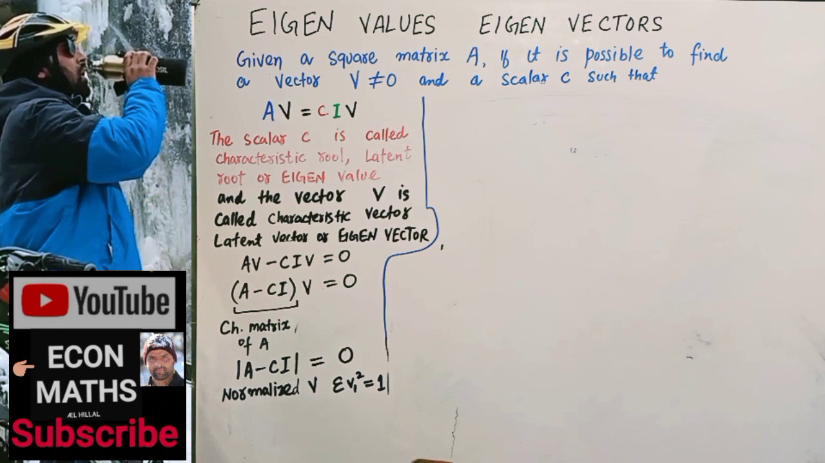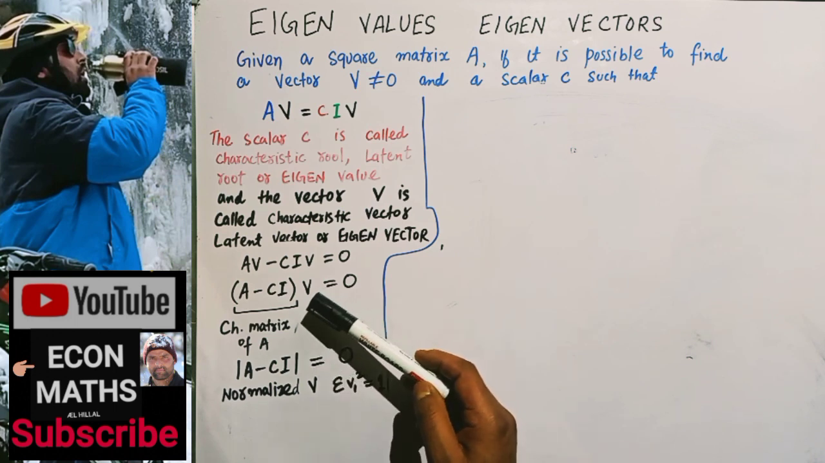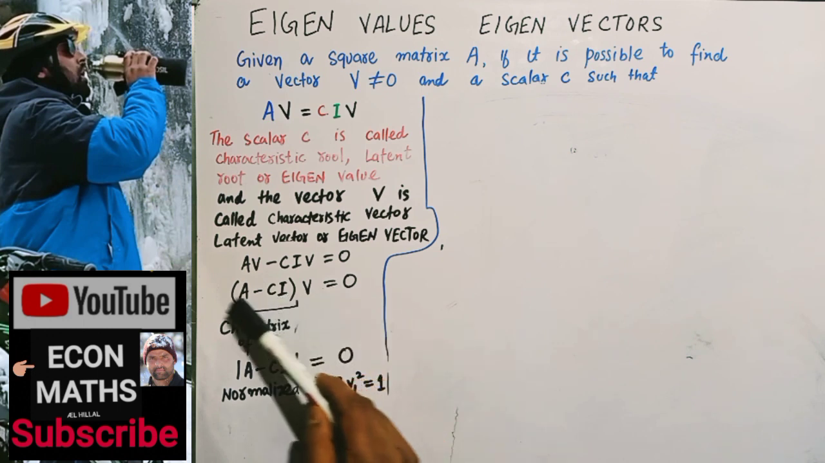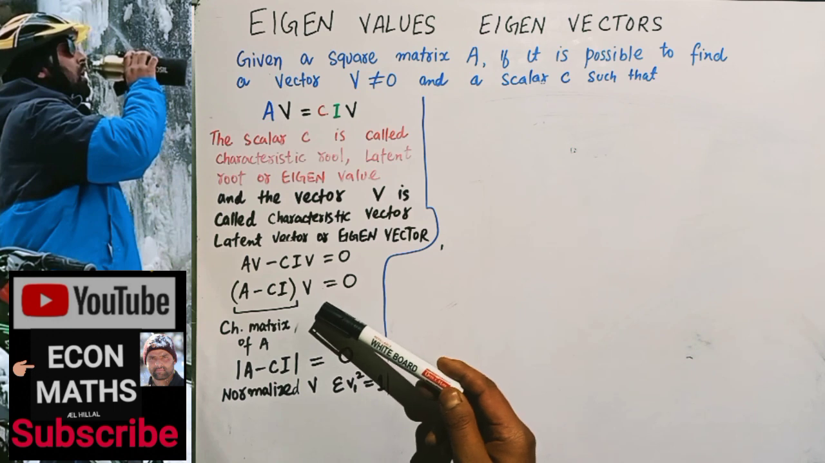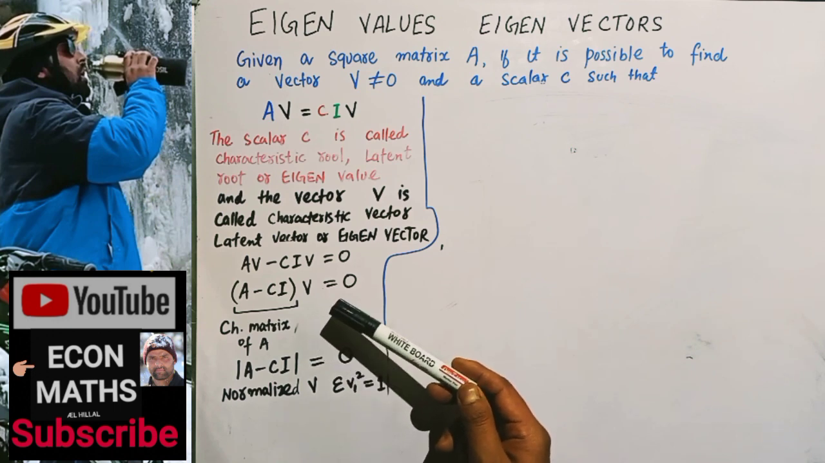Now since we have assumed that V should not be equal to 0, that means the determinant of this characteristic matrix should be equal to 0. When this happens, there will be an infinite number of solutions for V, because we have assumed V should not be equal to 0. For different values of V, we will get an infinite number of solutions.